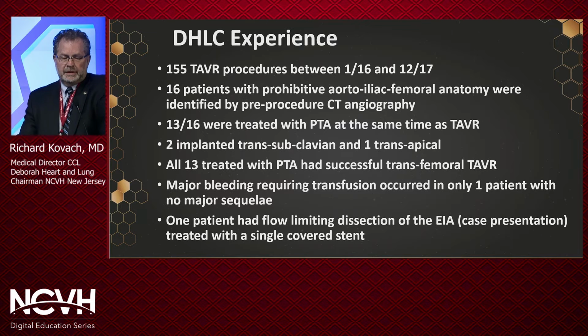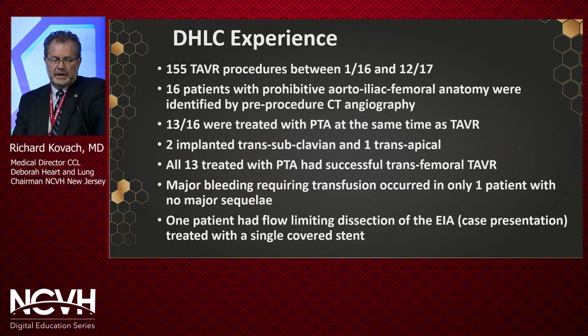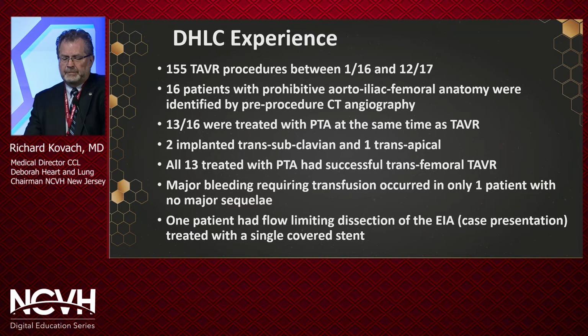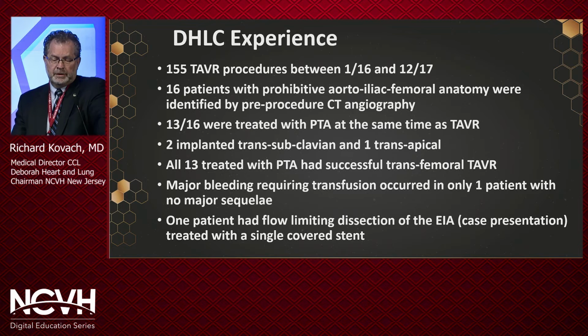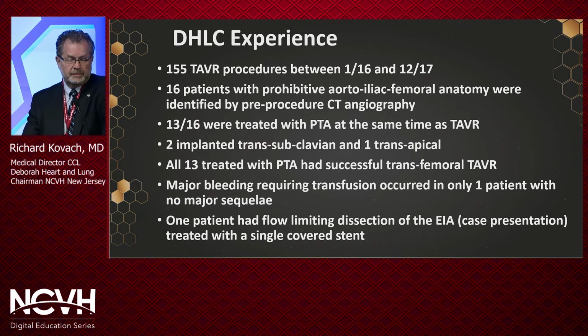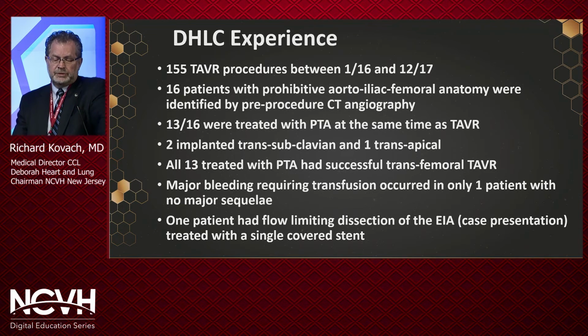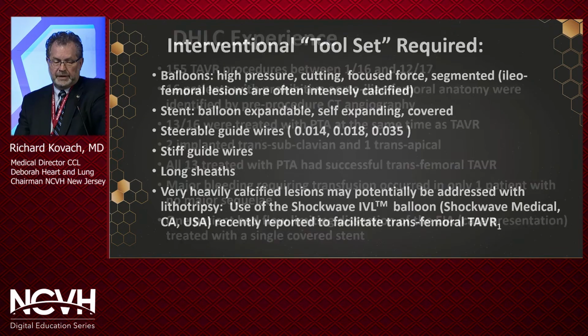At our institution, we looked at 155 consecutive TAVR procedures, where 16 patients had been referred to us or turned down for femoral TAVR because of what was called prohibitive aortic, iliac, and femoral anatomy identified by the pre-procedure CT. 13 of those 16 were treated with PTA done at the same time as the TAVR. 2 were implanted trans-subclavian and 1 trans-apical. All 13 treated with PTA had successful transfemoral TAVR, and there was major bleeding in only 1 patient with no major sequelae after that, and 1 patient had the flow-limiting dissection, which you saw in the case example.